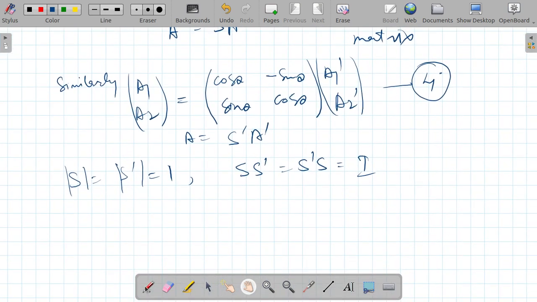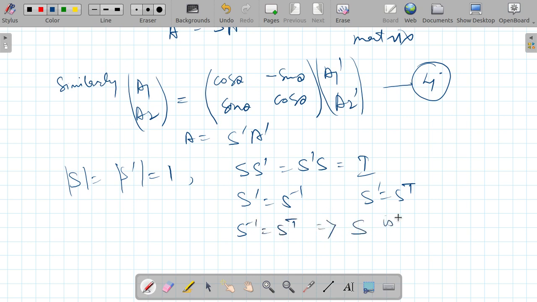So from here we are concluding that S prime is equal to S inverse, and also S inverse is equal to the transpose of S. So here I can conclude that S inverse is equal to S transpose, which implies that S is an orthogonal matrix.